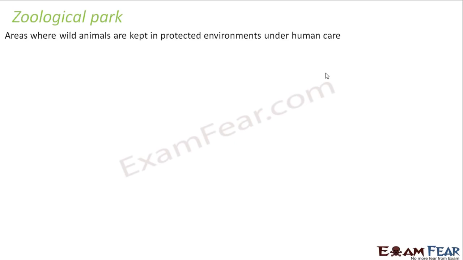And the last one is a zoological park. Here again we have living animals. These are the areas where wild animals are kept in protected environments under human care. When we were kids, we were all very fond of visiting the zoo, right? Whenever we have a holiday, we generally go for an outing with our family members to a zoo. What do we see in the zoo? We see a variety of animals there, right?